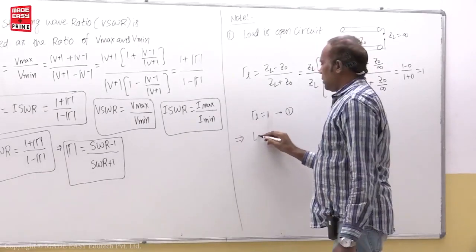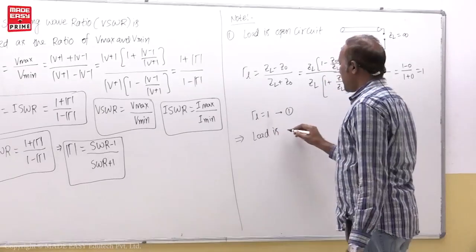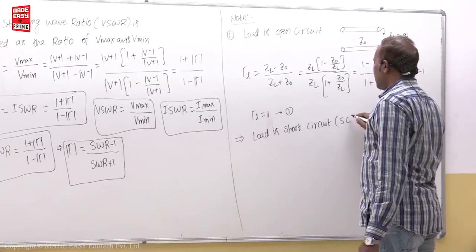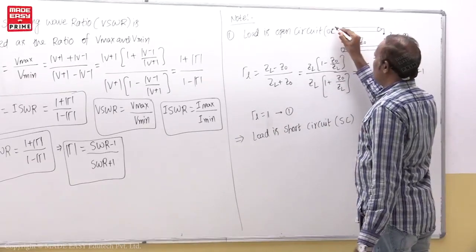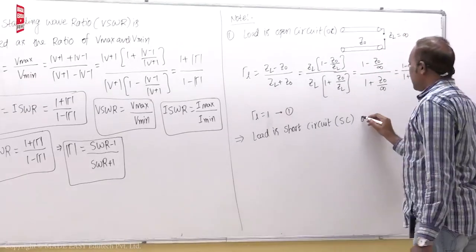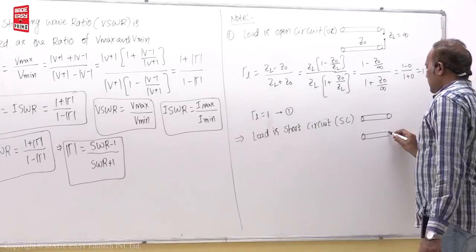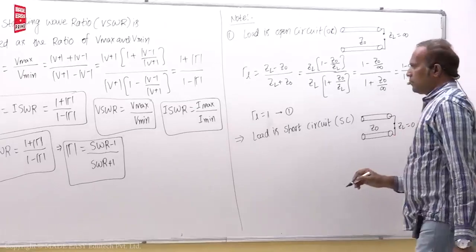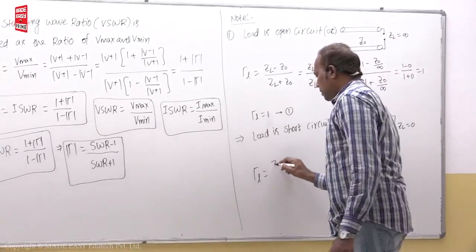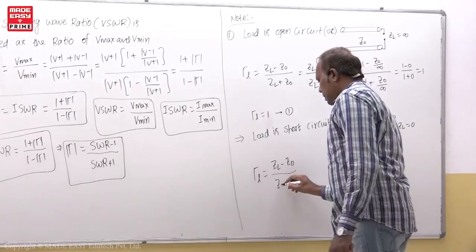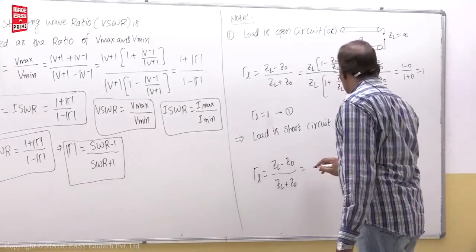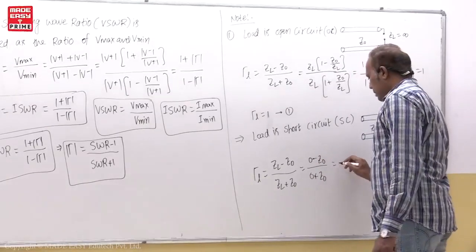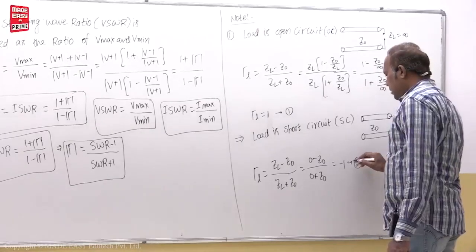Similarly, the load is a short circuit. This is simply SC, just as it is called OC for open circuit. Now in this case, this is the characteristic impedance. Now the load is short circuited, ZL is 0. Now the reflection coefficient at the load is equal to (ZL minus Z0) divided by (ZL plus Z0). So this is (0 minus Z0) divided by (0 plus Z0), that is equal to minus 1. So this is equation 2.